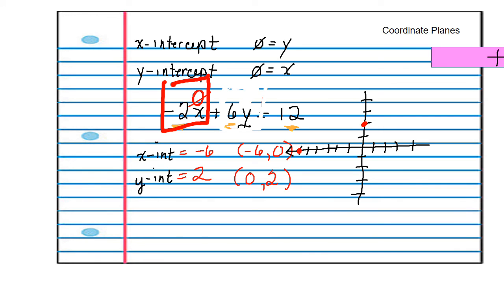There we go. 2 points makes a line. Get your nice little straight edge out. Make your line. And there's your equation, graphed on a coordinate plane. All right. Now that you've done all that, go eat some cupcakes.